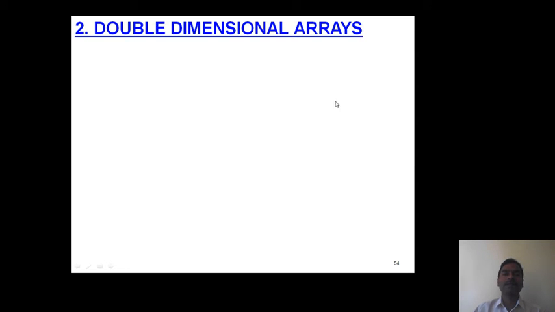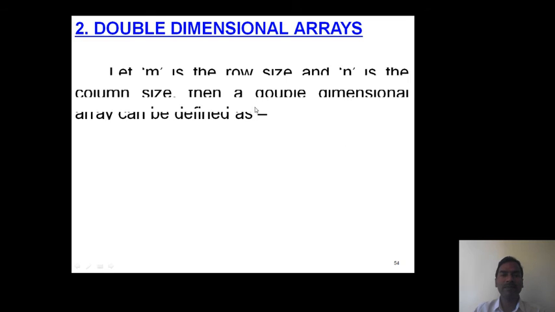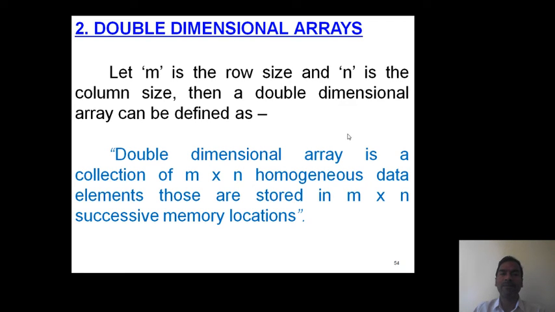The second one, double dimensional arrays. A double dimensional array is also known as a two-dimensional array. It uses two subscripts. So definition: let m be the row size and n be the column size. Then a double dimensional array can be defined as a collection of m into n homogeneous data elements. Those are stored in m into n successive memory locations.